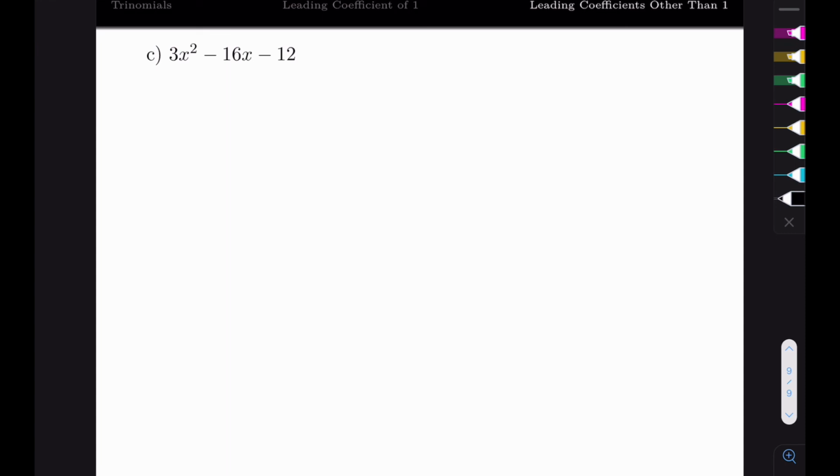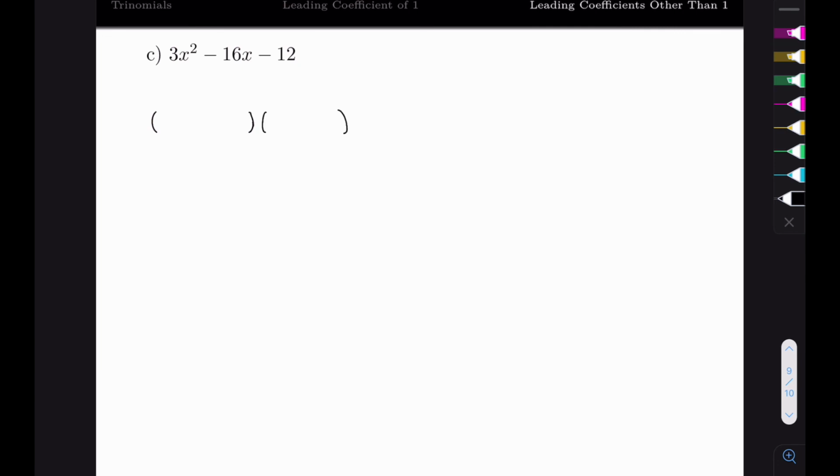And this one's a little bit harder because we do have a lot of options for this last piece. We have 12 times 1, 6 times 2, 3 times 4. And because it's negative, that means we can do positive or negative on each of these. So I'm just going to jump into a couple guesses.